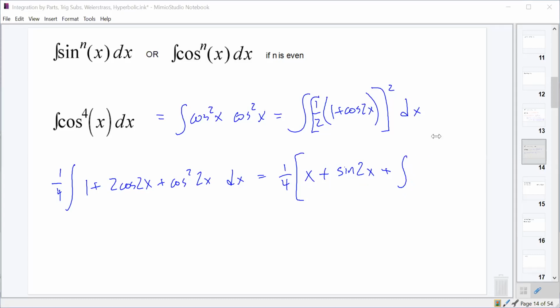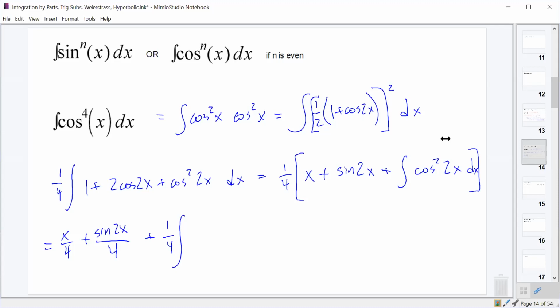And then plus our integral of cosine squared 2x. Well, what can I do with cosine squared 2x, you think? Probably need to use the power reducing formula another time. So first off, I'm going to distribute that 1/4. So I got x over 4 plus sine 2x over 4 plus 1/4 of the integral. And then the power reducing formula on cosine squared 2x is going to be basically the same. We're going to have a 1/2, and then it's going to be 1 plus cosine of doubling that angle would give us 4x dx. Everybody good with that or no?